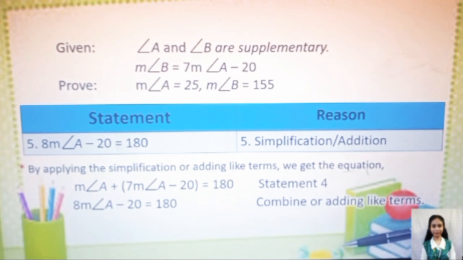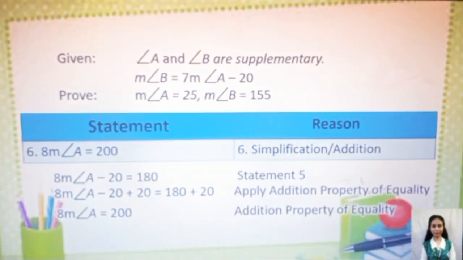Combine or add like terms. So 8 plus 7m, so it will be 8m. So we combine the measure of angle A plus 7 measure of angle A. So we combine, or add, like terms. Next, number 6.